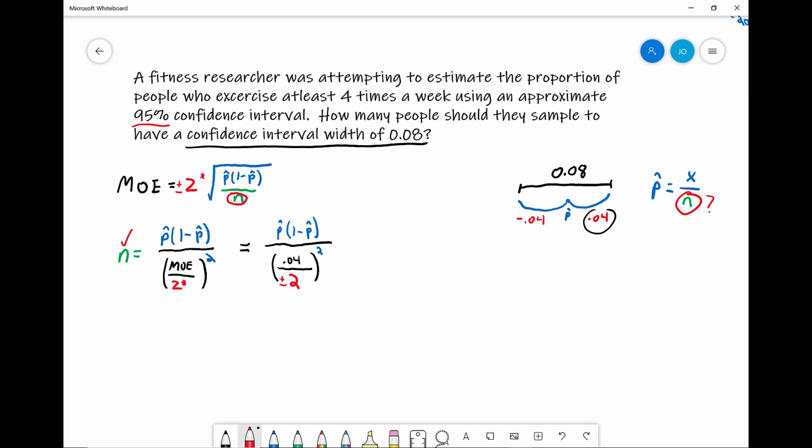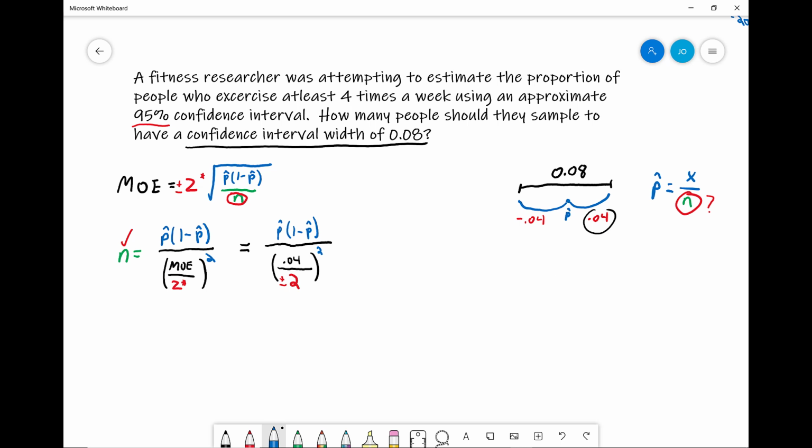We typically have not already conducted a sample to try to figure out how many people we need to sample in the first place. So typically you'll do something like this before you have conducted your sample, conducted your study. We didn't take a sample yet, so how do we know what our sample proportion is? So we're left with an unknown.